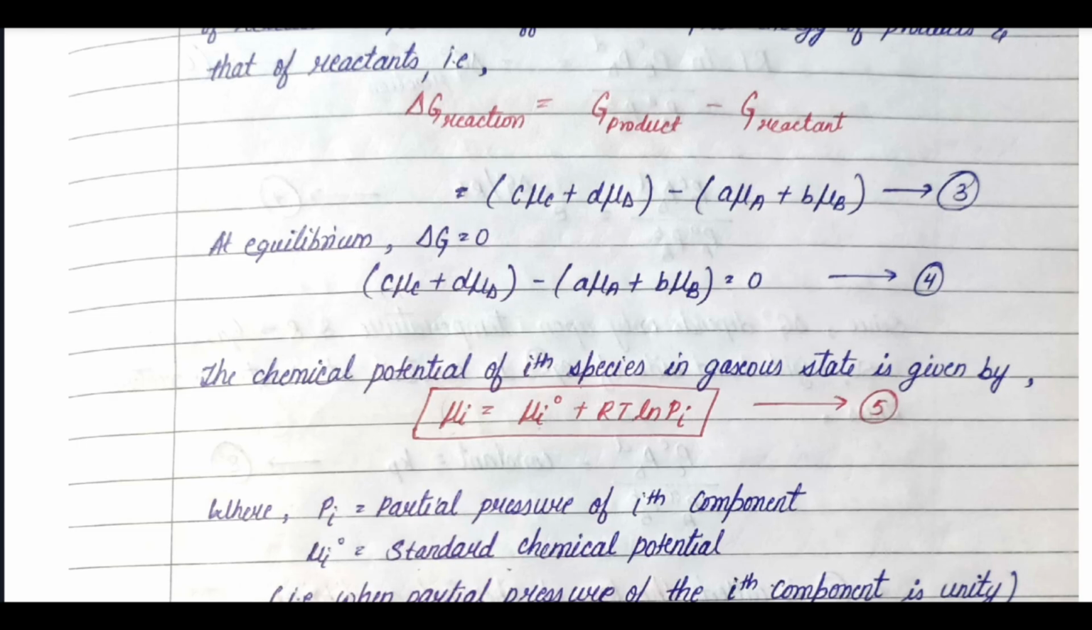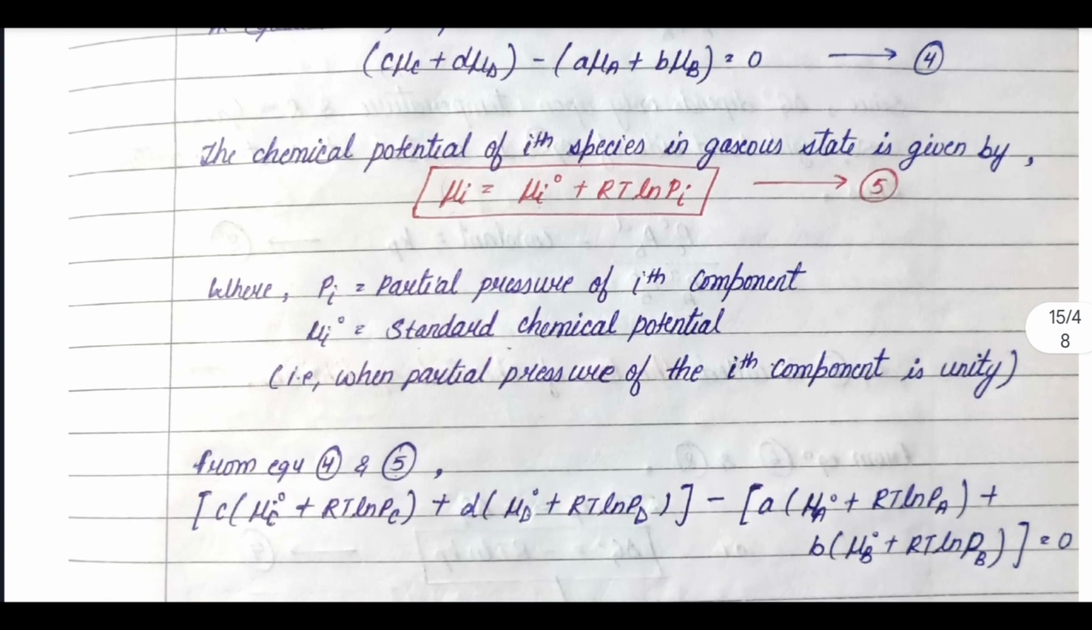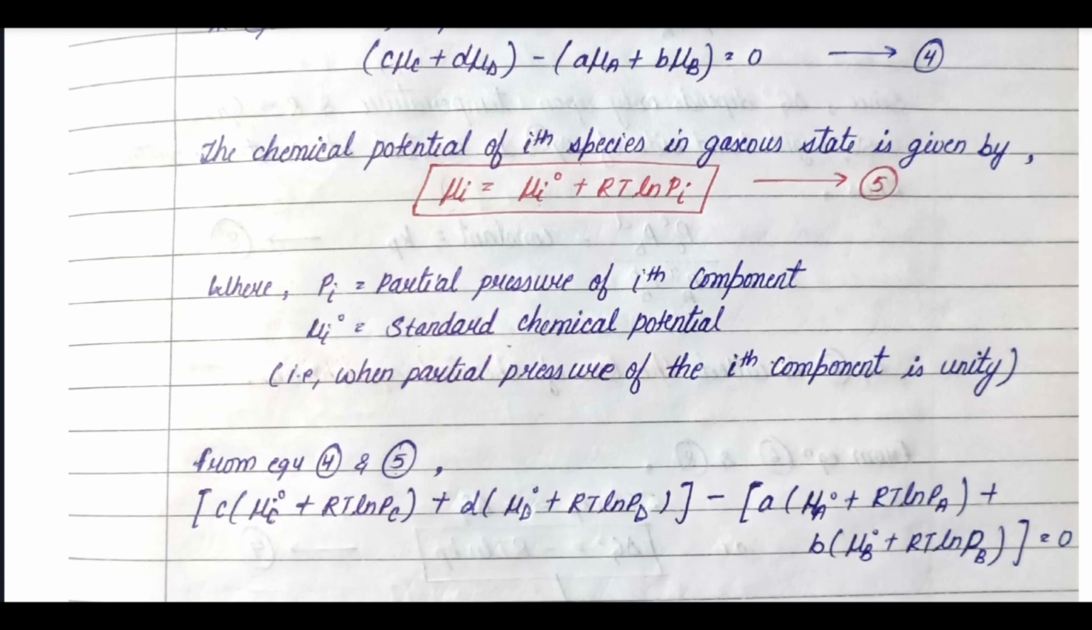That is, delta G of reaction is equal to G product minus G reactant, equal to c mu C plus d mu D minus (a mu A plus b mu B), equation 3. At equilibrium, delta G equals 0. So equation 3 is equal to 0, equation 4.